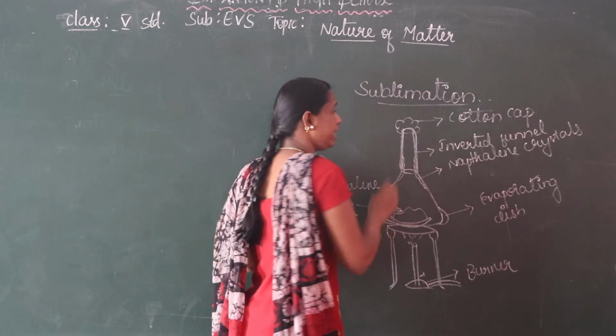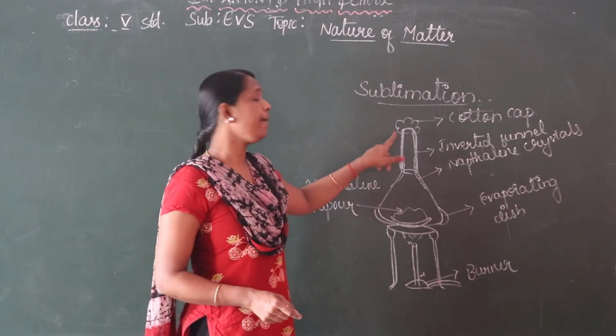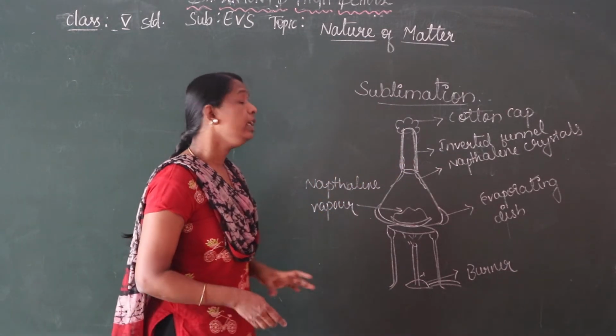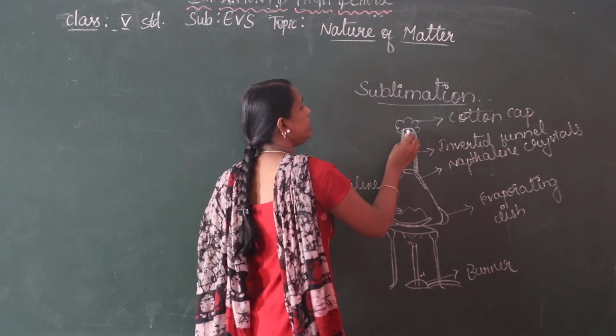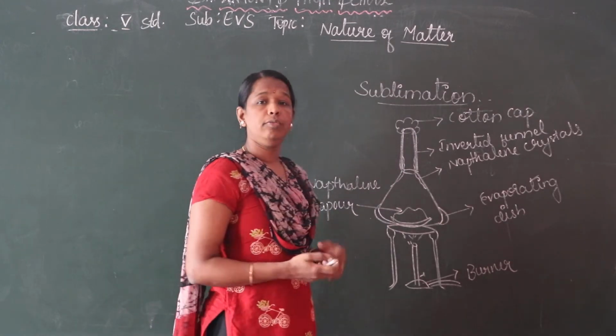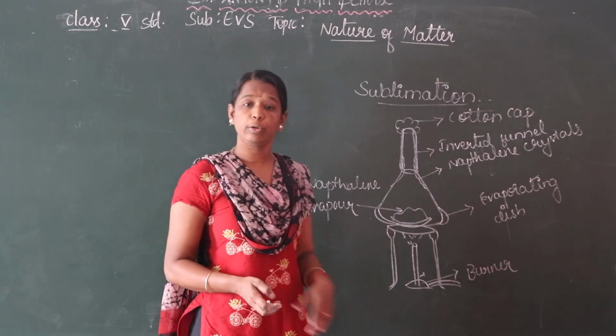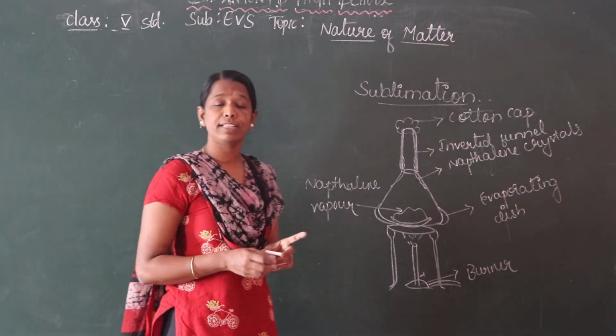Inverted funnel test tube. So here we have taken a conical flask and an inverted test tube. At the mouth we plug a cotton cap. Here we take a solid form of naphthalene balls.